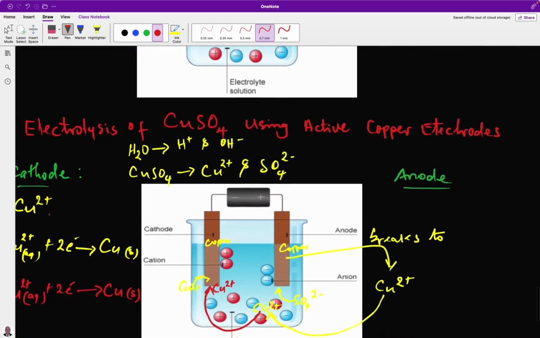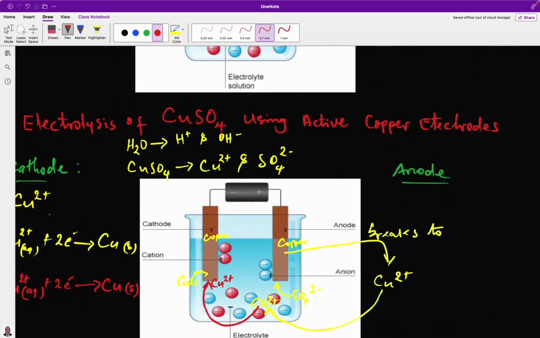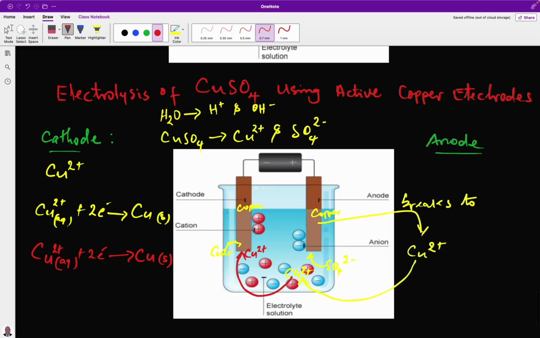Then it took us to using active electrodes. Now we are using two of the same active electrodes, for example copper. Electrolysis of copper(II) sulfate using active copper electrodes. As I told you, water will give hydrogen ion and OH ion, and copper sulfate will give copper ion and sulfate ion.